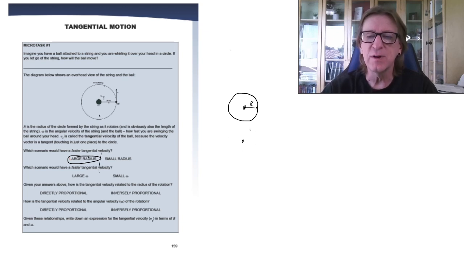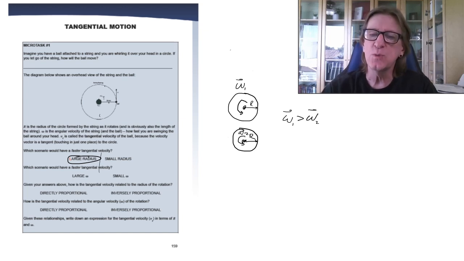Let's get rid of some of our extras here and try that again. All right, we will pretend that that's the same radius. Okay, so they're the same distance, so they've got to travel the same distance around the track. However, this one is going to have a very large angular velocity, whereas this one is going to have a small angular velocity. So the angular velocity of 1 is greater than the angular velocity of 2.